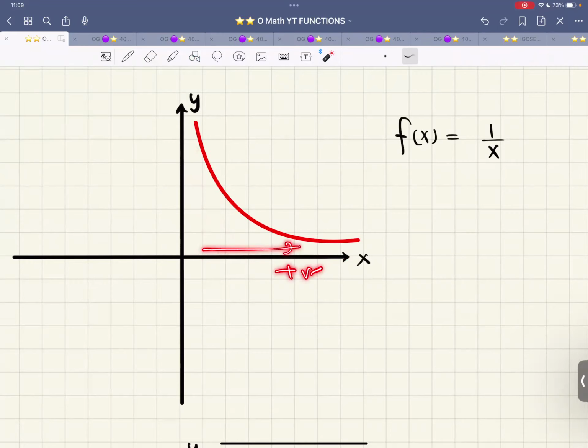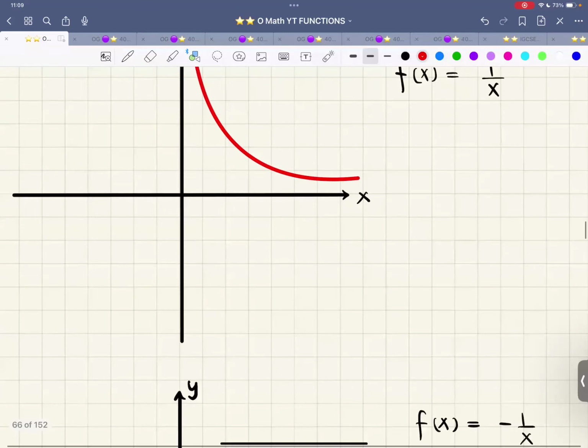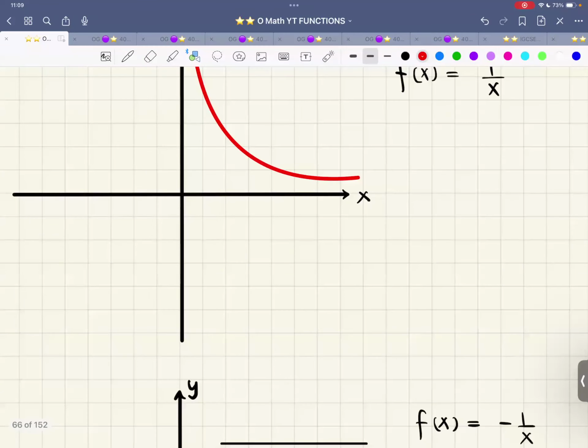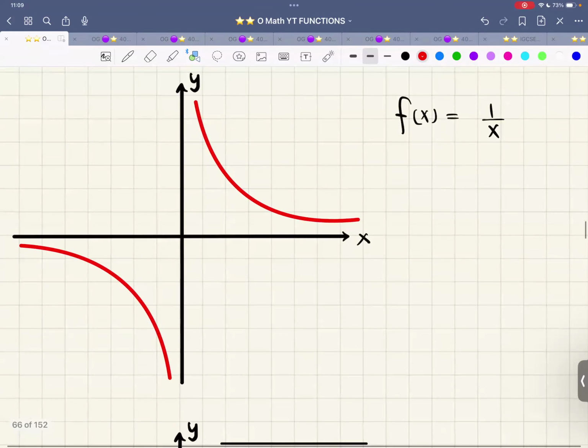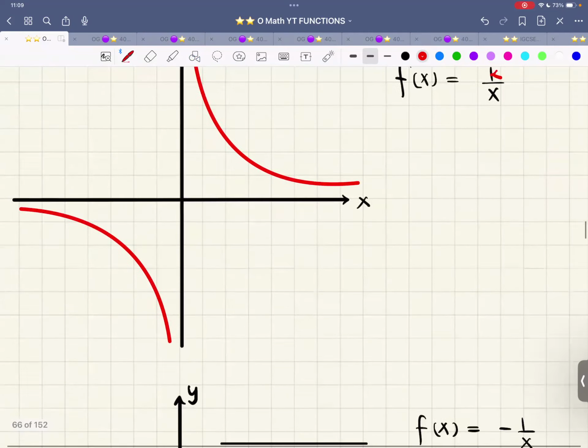When x is positive, y is positive. Got the idea? That is the first quadrant. And similarly, let me draw over here. That is how the graph of f(x) = 1 over x looks. Very simple. Now, it doesn't make a difference if I write 1 over here or k over here, as long as k is a positive constant, that's how it would look.